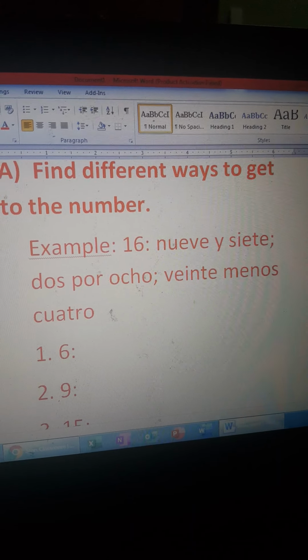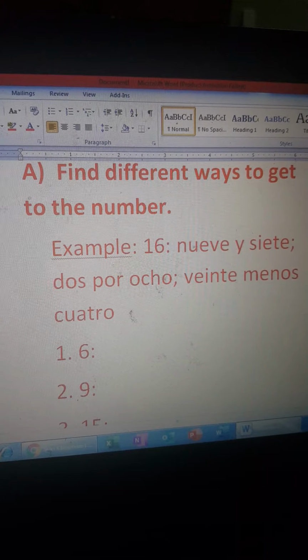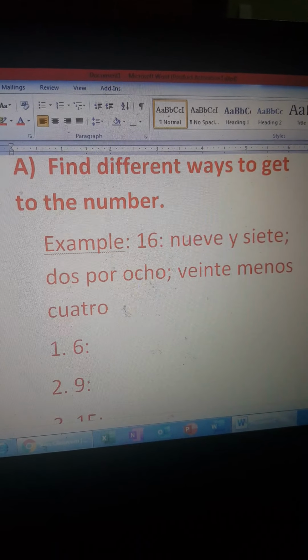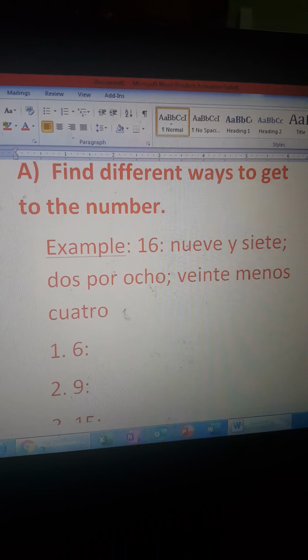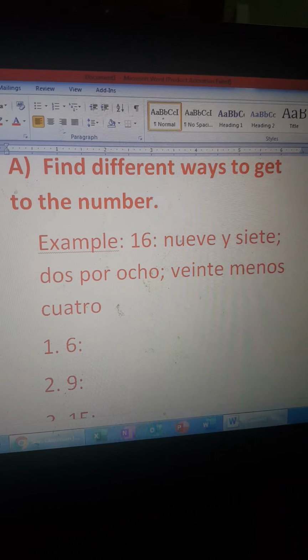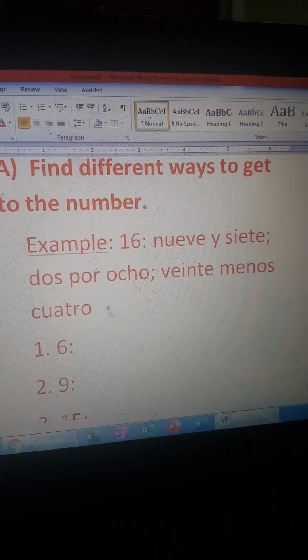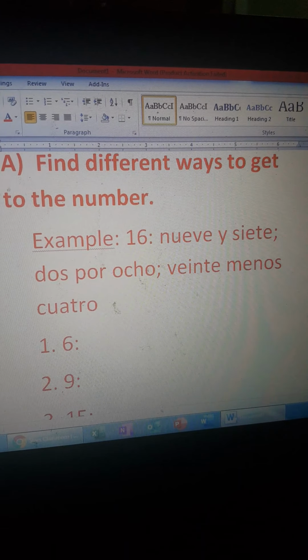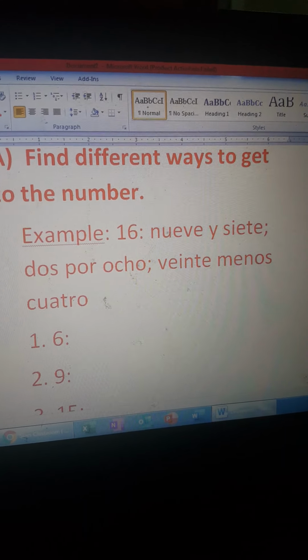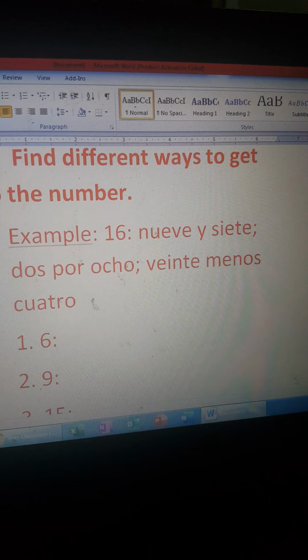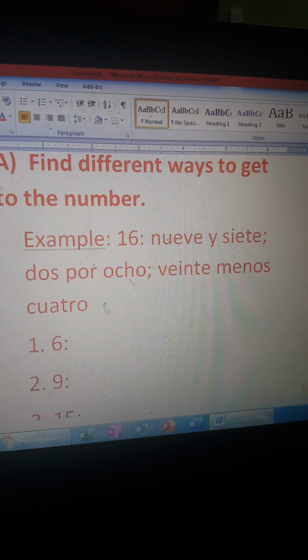So we're going to look at, for example, the number 16. So you could add two numbers, 9 y 7, 2 por 8, 20 menos 4. Now, this is just a few examples because there are so many combinations of numbers that students could come up with to get to the number 16.